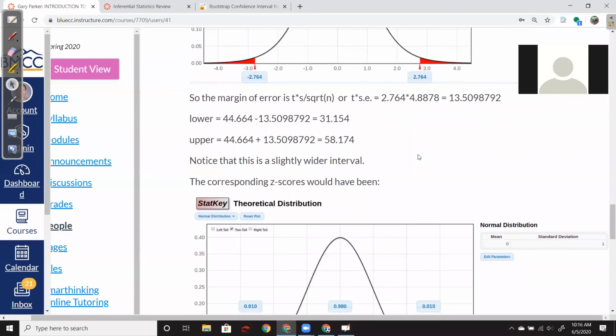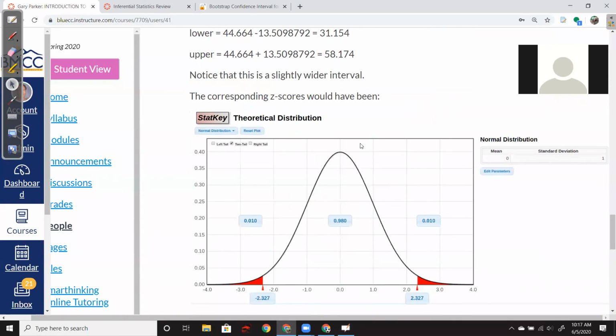So if you accidentally approach this problem or a similar problem by applying the normal technique, then you'll get a narrower interval than what is expected in the system, because I programmed the system to use a t, which will always be wider. It'll have the same center. It's still 44.664, but a wider interval.